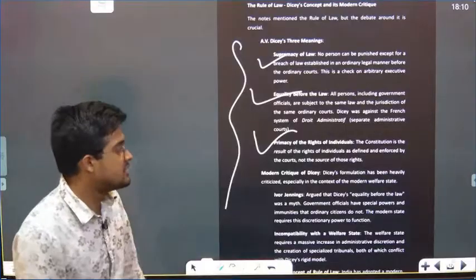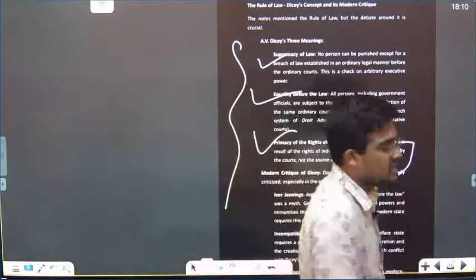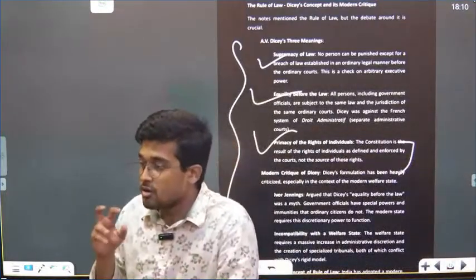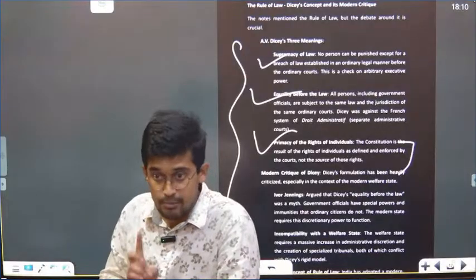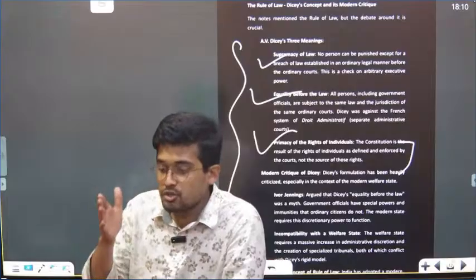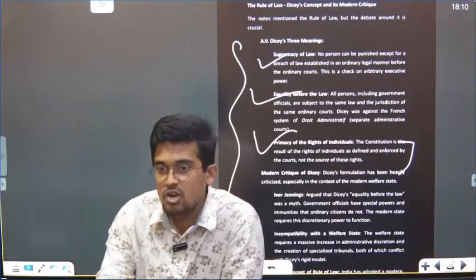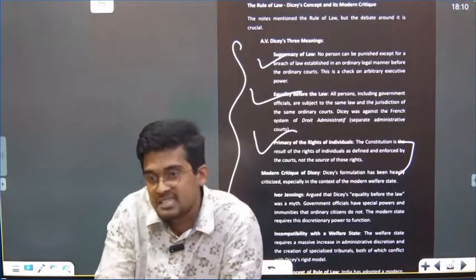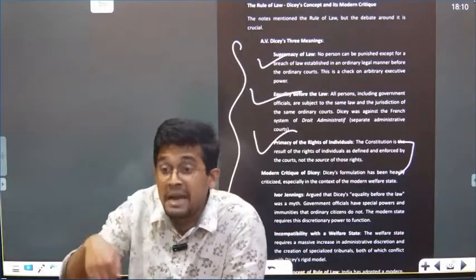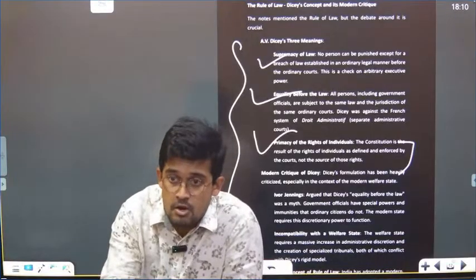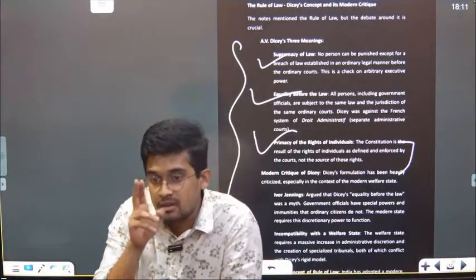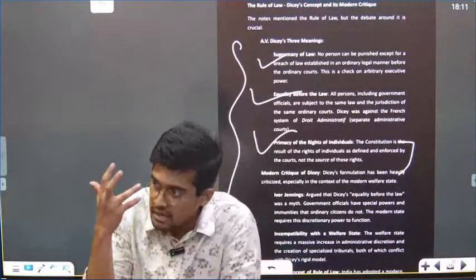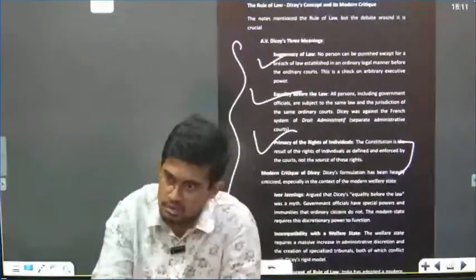Then, primacy of the rights of the individual. The Constitution is the result of the rights of individuals as defined and enforced by the courts, not the source of their rights. Basically, the Constitution is not the source of the rights of the individual. A very important thing. If the Constitution is removed, that does not mean the fundamental rights of people go away. Rights of the individual are inherent in human nature, human existence. The Constitution is a byproduct of that. It is the byproduct of a particular system in a society that ensures the rights of individuals are there. Are you able to understand?